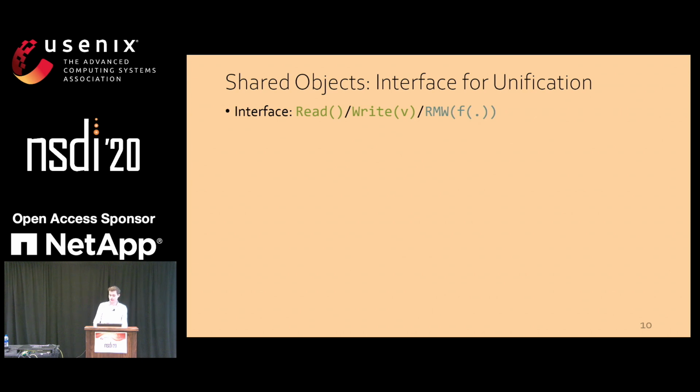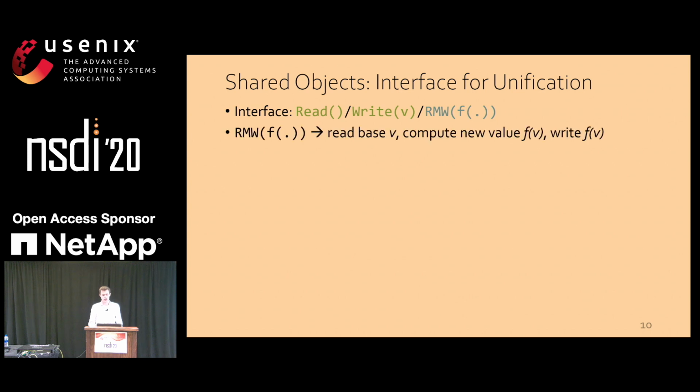A unified interface that provides the strengths of both consensus and shared registers must support strong synchronization as well as read-write access. Shared objects are a common programming abstraction that supports these via read-write and read-modify-write operations. A read-modify-write reads the value of the shared object to obtain its base value. It then performs some computation on this value to produce a new value and writes this back to the object. These 3 steps are done atomically.